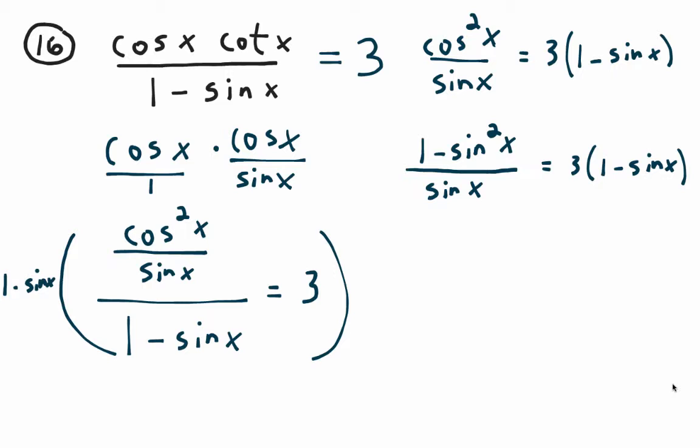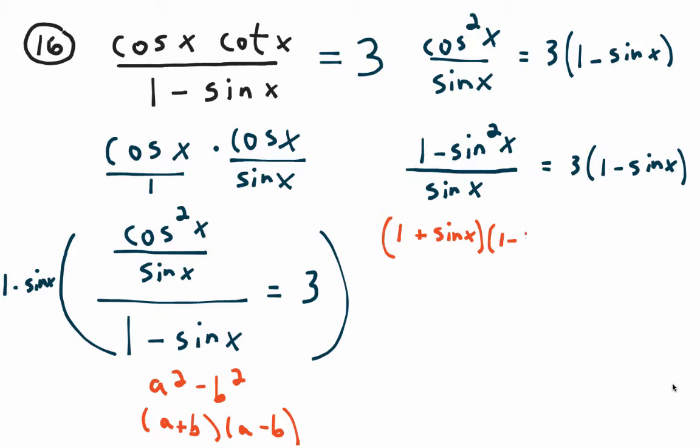This 1 minus sine squared of x, that's a difference of two squares. You may say, what am I talking about? Just to show you over here, if I had a squared minus b squared, that's going to factor to a plus b times a minus b. Same thing. 1 over here you can write as 1 squared, and you have sine x squared. So that's going to be 1 plus sine x times 1 minus sine x in the numerator, all over sine x equals 3 times 1 minus sine x. Let the games begin. Let's see what's next.